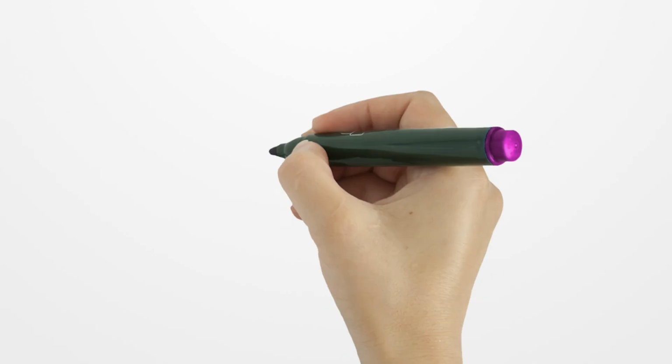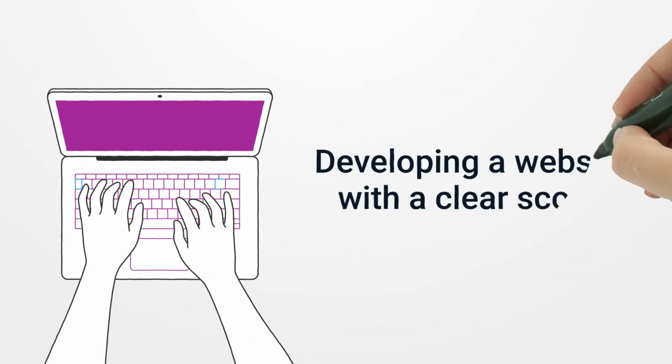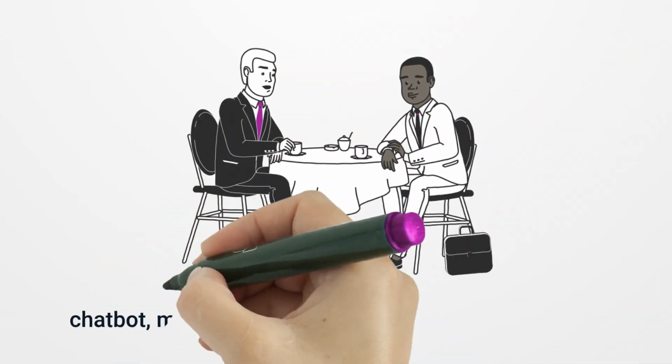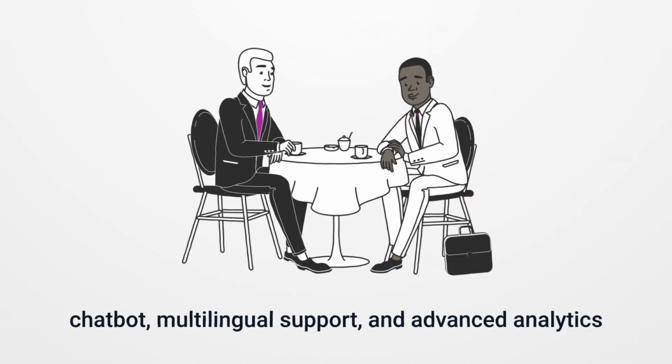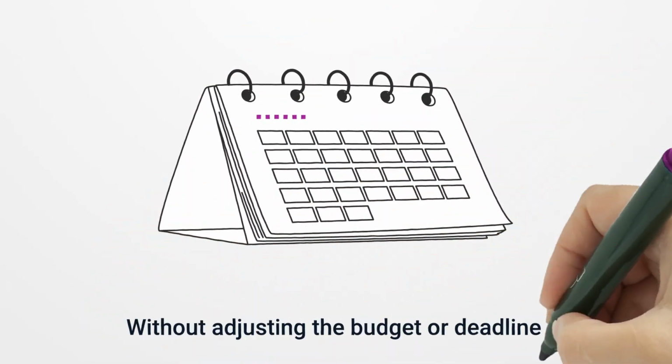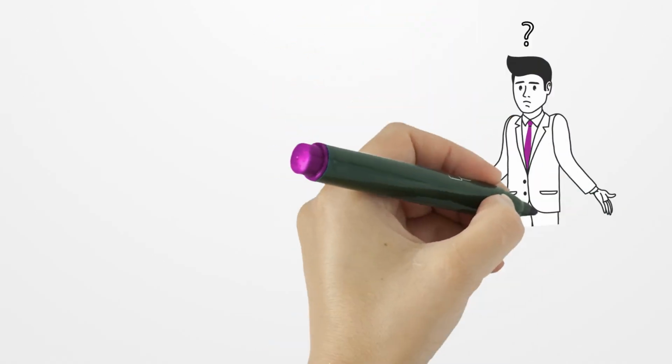control process. Example, a project team starts developing a website with a clear scope. Later, the client requests additional features like a chatbot, multilingual support, and advanced analytics, without adjusting the budget or deadline. This leads to scope creep.